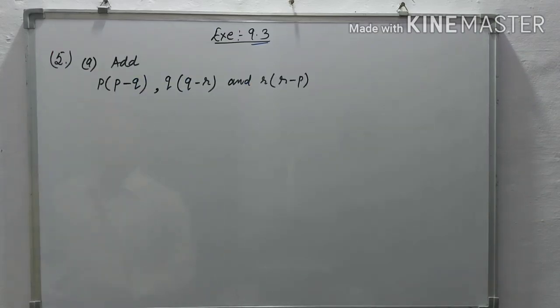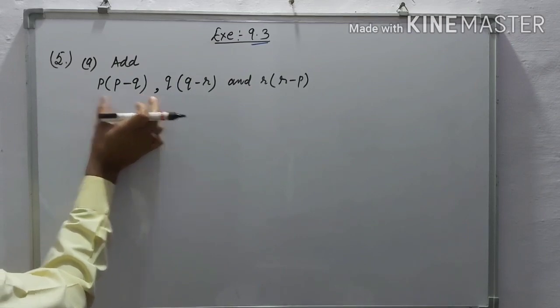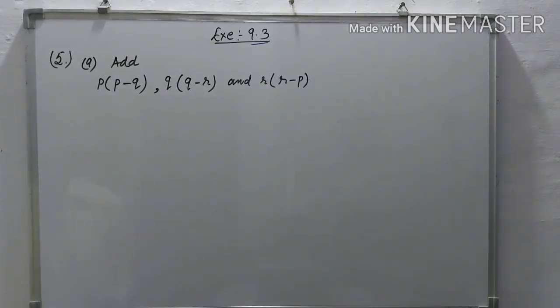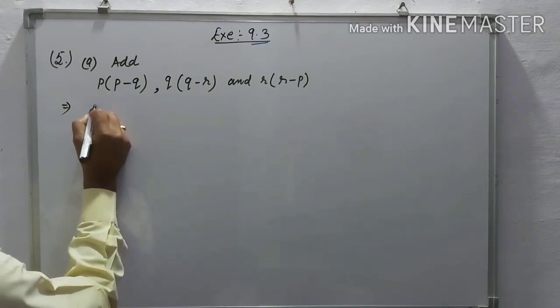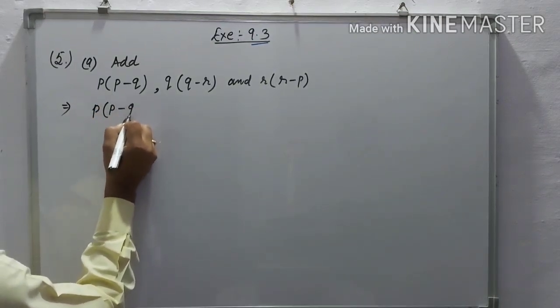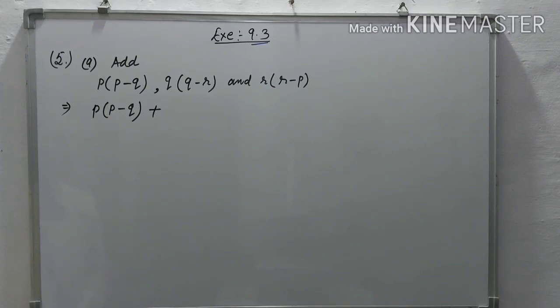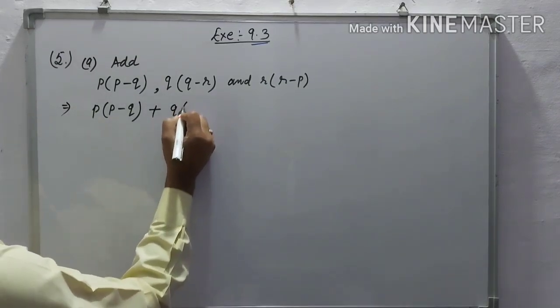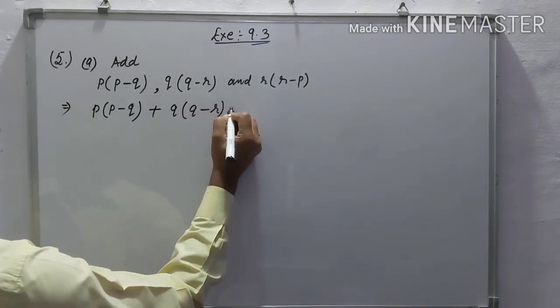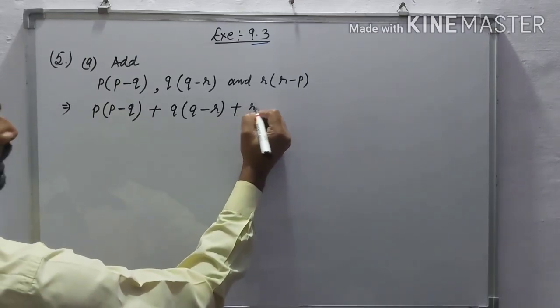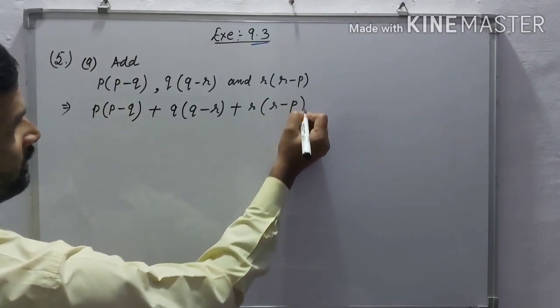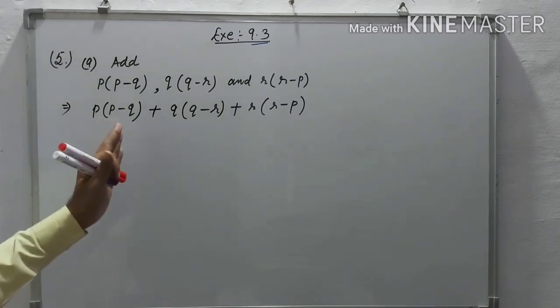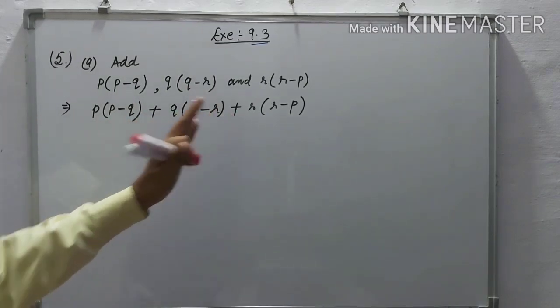Now question number 5, add the three terms 1, 2 and 3. Okay, here we will use the row method of addition and not use the column method. So we write p minus q plus q minus r plus r minus p. Okay, write all the terms between plus.